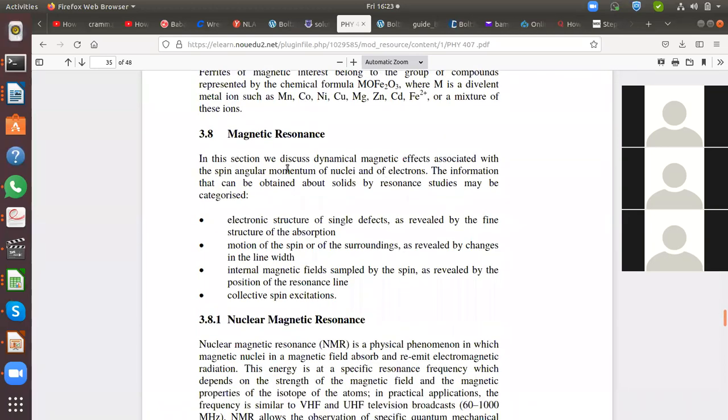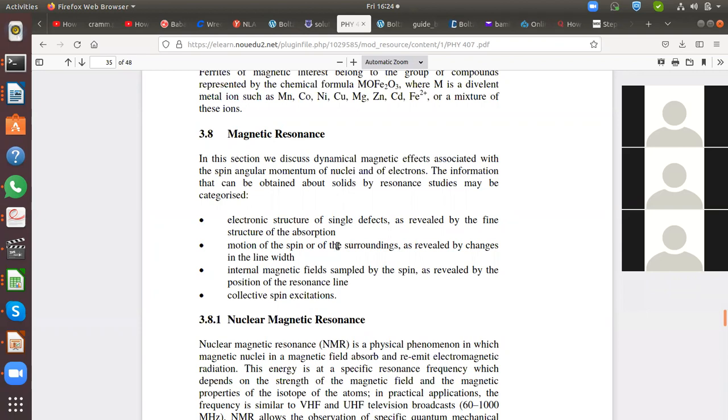Then the magnetic resonance, like I told you, these are some of the techniques used to study some of these properties. You say electronic structure of single defect as revealed by the fine structure of absorption. If you use magnetic resonance to study defects in a material, you have a kind of plot, a graph. Very close to the Fermi level, if there is a defect in the material, you will see a kind of peak in the graph. So that shows that at that point, there is a kind of defect in that area.